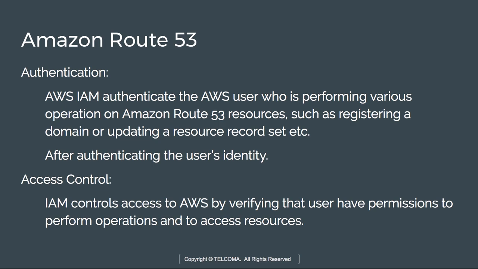That means authenticating the AWS user who is performing various operations such as registering or updating a domain. In access control, if you are an account administrator, you can use IAM to control access of other users to the resources which are associated with your account. It controls access to AWS by verifying that the user has permission to perform operations and to access your resources.